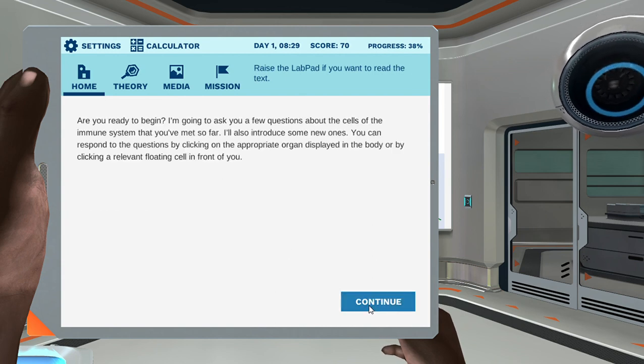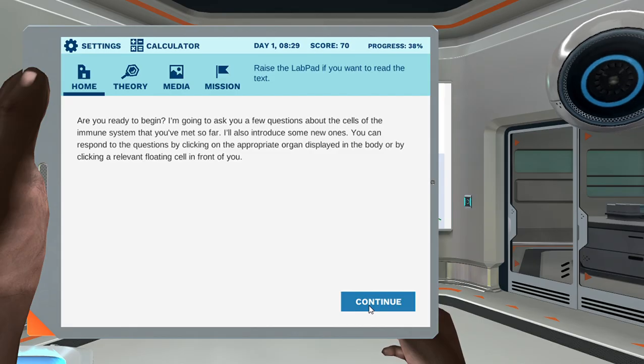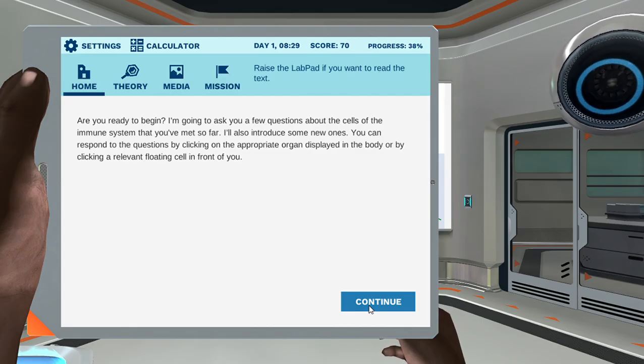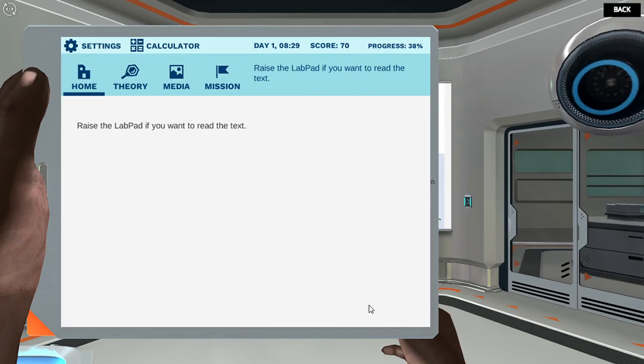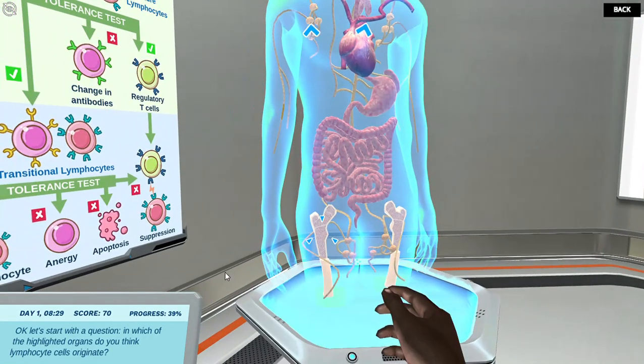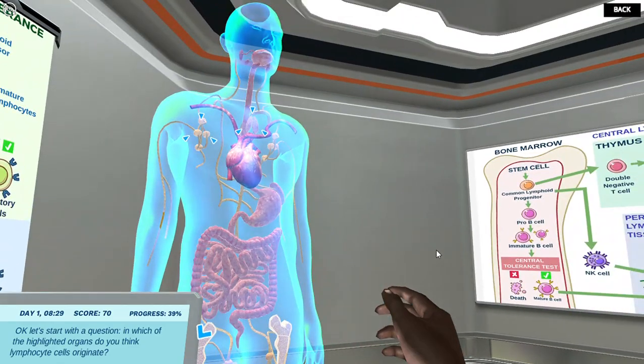I'm going to ask you a few questions about the cells of the immune system that you've met so far. I'll also introduce some new ones. You can respond to the questions by clicking on the... Okay, let's start with a question. In which of the highlighted organs do you think lymphocyte cells originate?